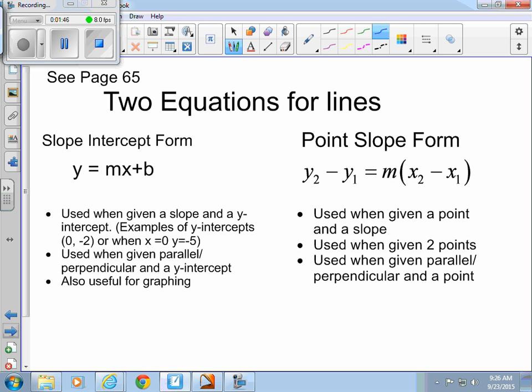Okay, some things we need to know. There are two big equations for lines that we're going to use. These are probably on page 65, but you will want to write them down. There's y equals mx plus b. We've all known that one since like 7th grade, right? But there's another one that's also very important, and it's point slope form: y minus y1 equals m times x minus x1.